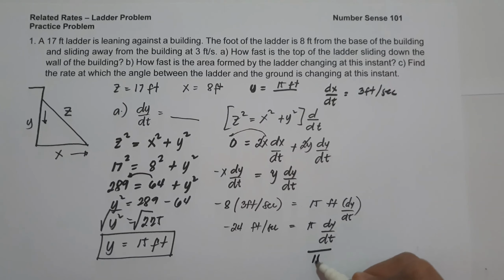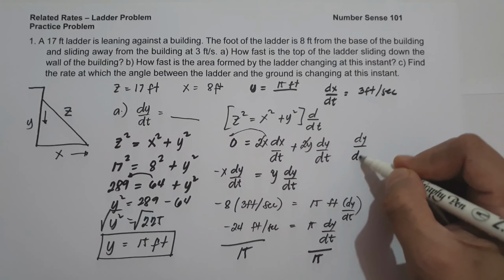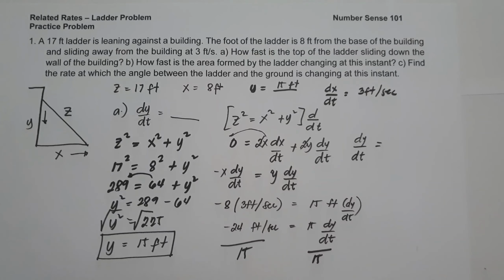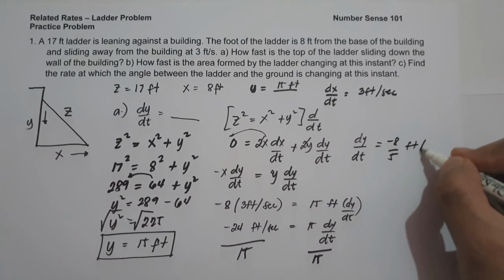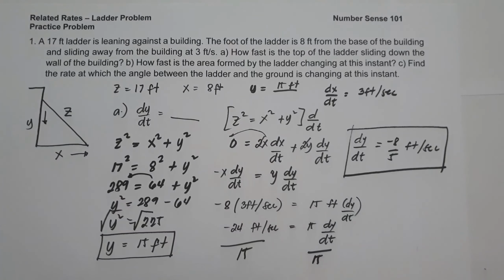Let us divide both sides by 15. The value of dy over dt, since negative 24 over 15 is divisible by 3, it will give us negative 8 over 5 feet per second. And this will be our answer for letter A.